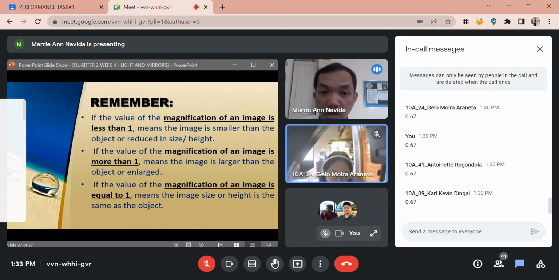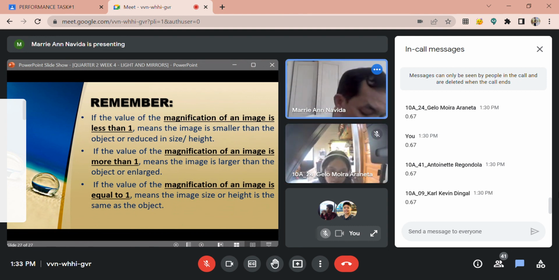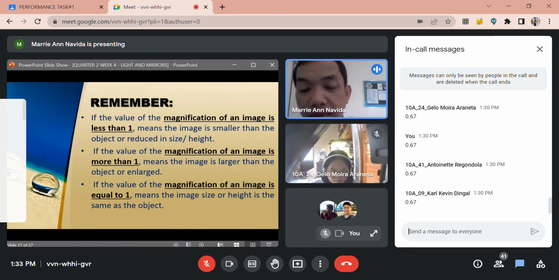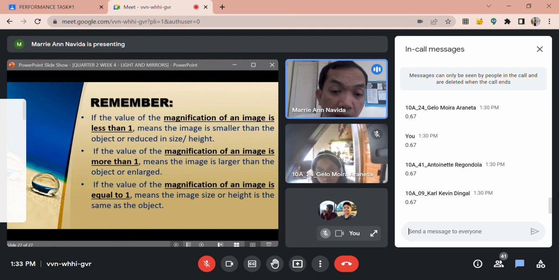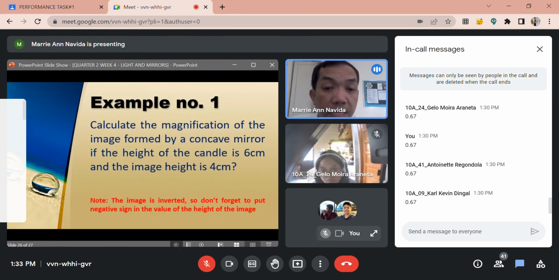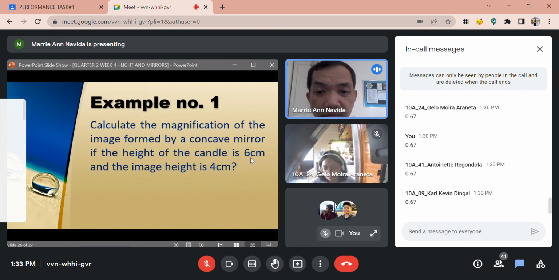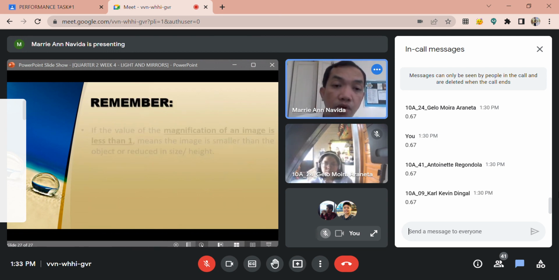Smaller po. Why do you think smaller? Because it's less than 1 po. Okay, very good. Because it's less than 1, that's why the image is smaller. And upon checking on the problem, look at the problem. It's written here that the height of the object is 6 centimeter and the height of the image is 4 centimeter. At this point, you can determine already that the reflected object is smaller because of the 4 centimeter. You get the point? Okay. Then when you computed, then you really show that the answer is correct.